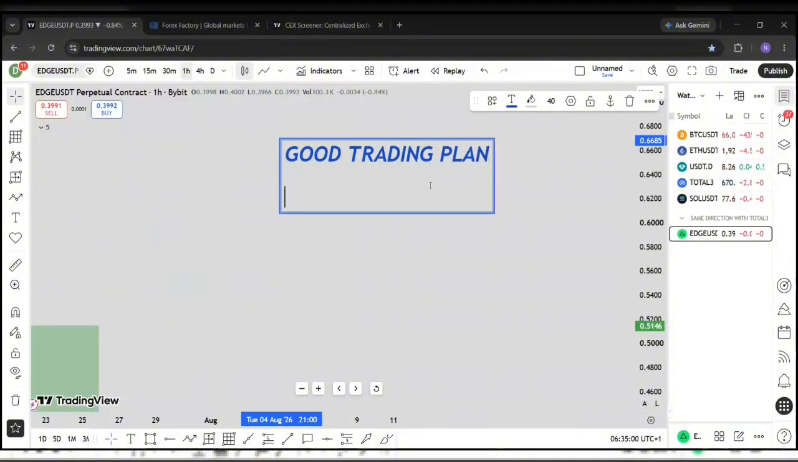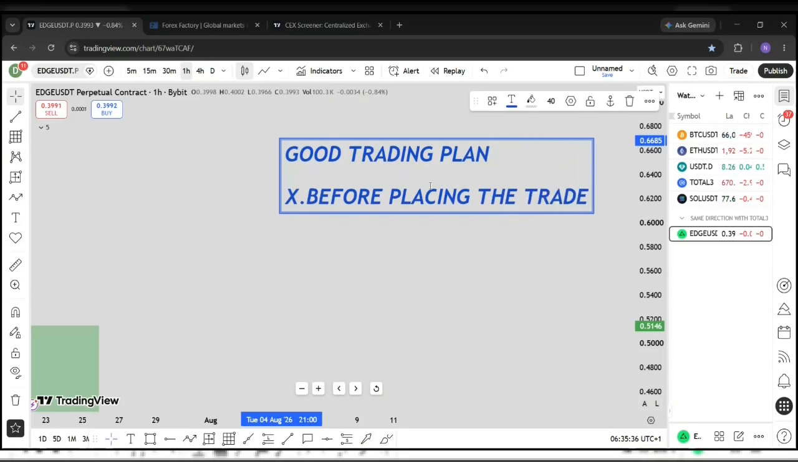So if you're talking about a good trading plan, it should be divided into three sections. Number one should be what you do before placing the trade, what you look out for before placing the trade. So there are so many things you look out for before placing the trade.